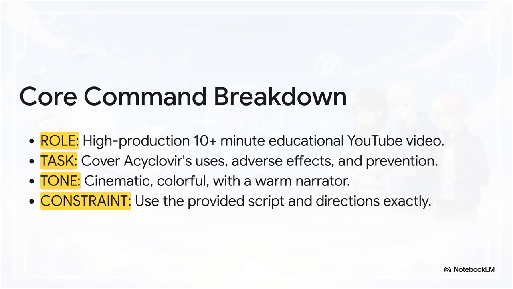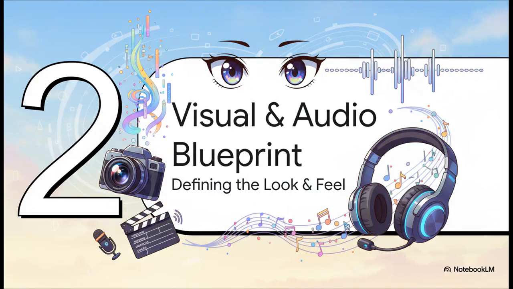Okay, now this is where the rubber meets the road. What you're looking at here is the actual core command from that Acyclovir video prompt. Just look how specific it is. The role, make a high-production YouTube video. The task, cover these exact topics. The tone, cinematic, colorful. And here's the kicker, the constraint, use the script I'm giving you exactly. That one command immediately puts the AI on the perfect path. So, with that core instruction locked in, the AI knows what to build.